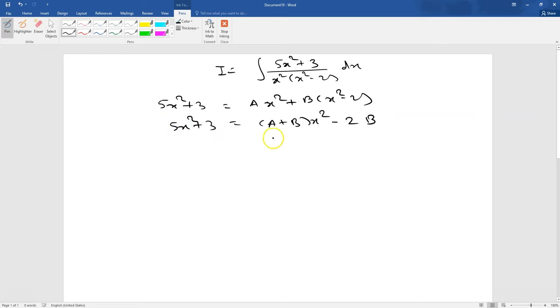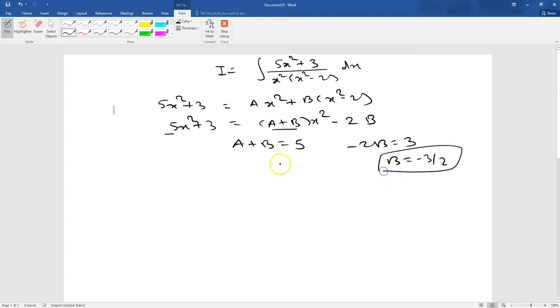When we equate this, a plus b will be equal to 5 and minus 2b will be equal to 3. So b is equal to what? Minus 3 by 2 has come. This is b. And then if b is minus 3 by 2, what will a be? a will be 5 plus 3 by 2, which is what? 13 by 2. Right. So how can we write this integration?